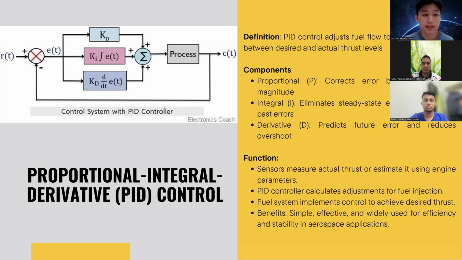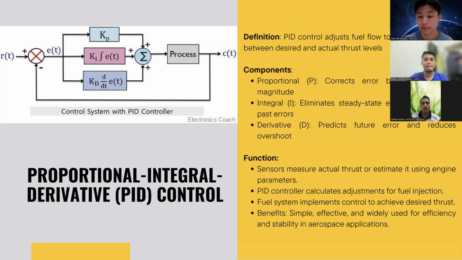Let's see the function of the PID in engine thrust control. This is how it works. First, the sensor will measure or estimate the engine's actual thrust. Then the PID controller will calculate how much fuel needs to be injected into the engine based on these three terms. Finally, the fuel system adjusts the fuel flow to match the desired thrust level.